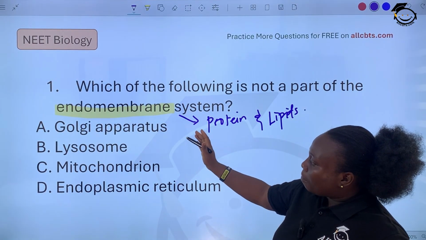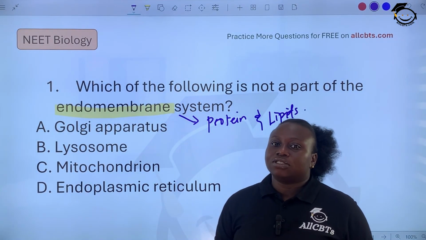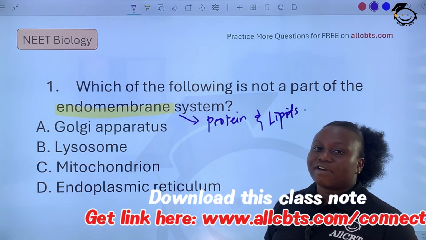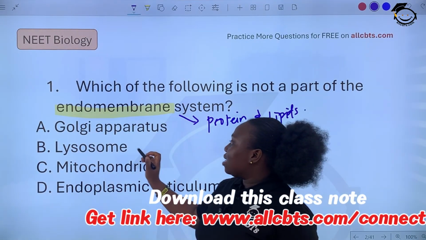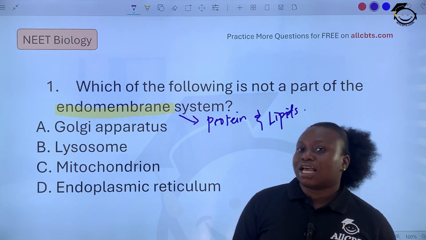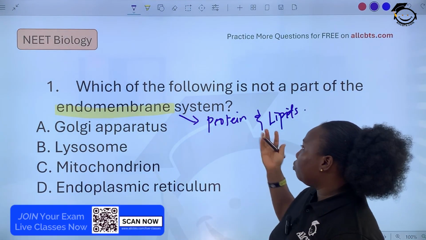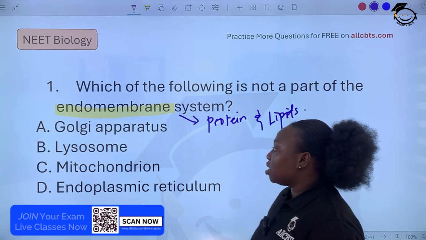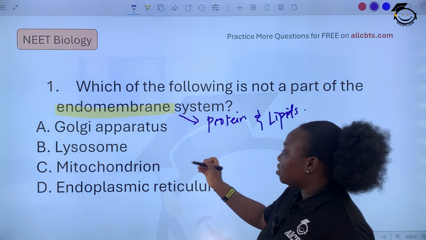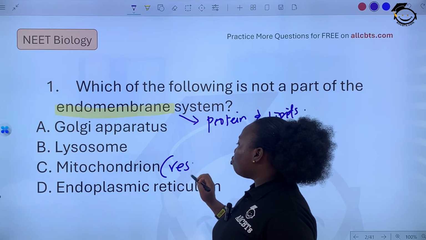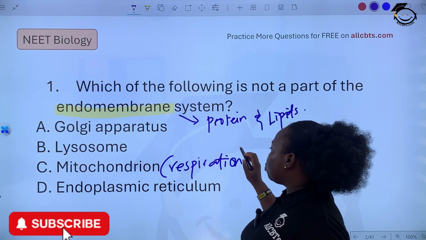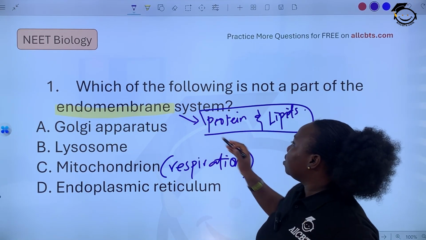Now, this Golgi apparatus is the one that will package the protein and these lipids. They will package it and transport it to wherever it is needed in the cell. Now, the lysosomes contain enzymes. Now, these enzymes are the ones that will break down these proteins or these lipids. Now, we have mitochondrion. We call it the powerhouse of the cell, and this is where respiration occurs in the cell. Now, if you notice, this mitochondrion does not have anything to do with protein or lipid synthesis.